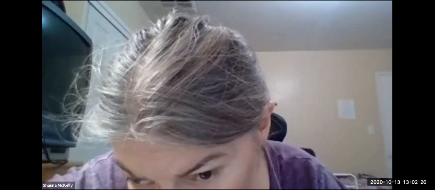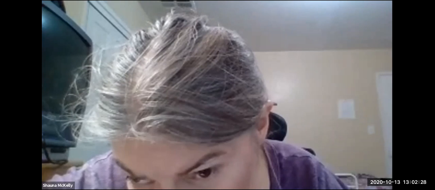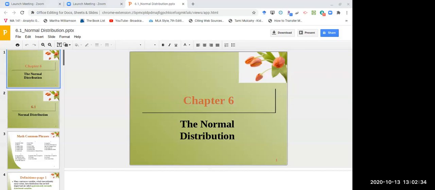So let me share my screen at this time and show you the slides for 6.1, which is focused on the normal distribution, which, as I said, is a bell-shaped curve.